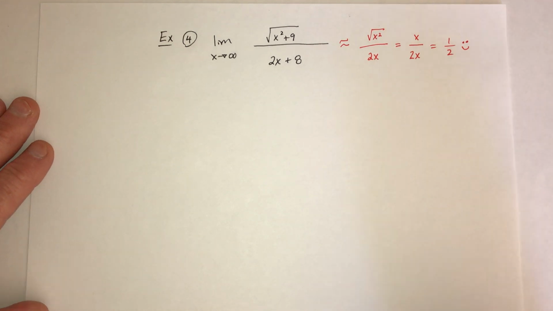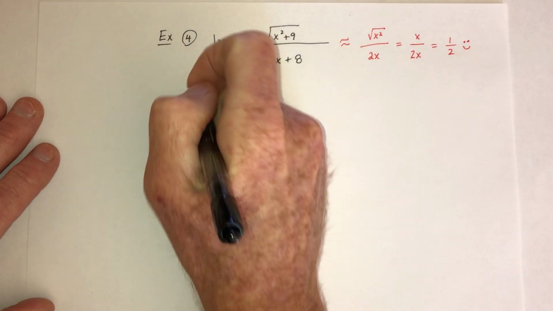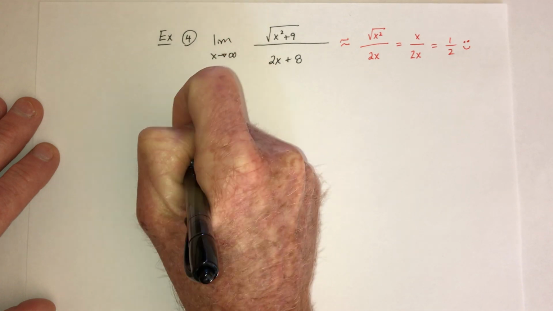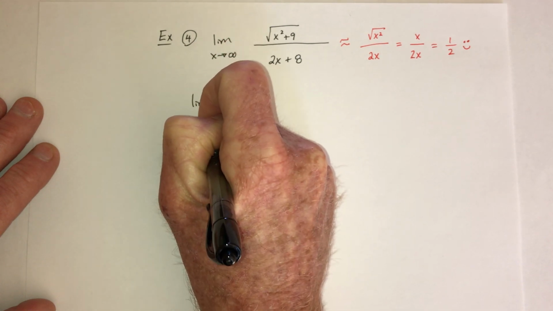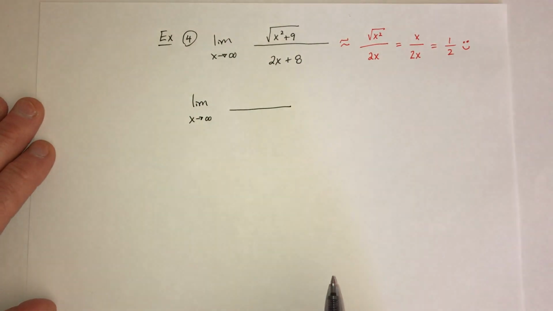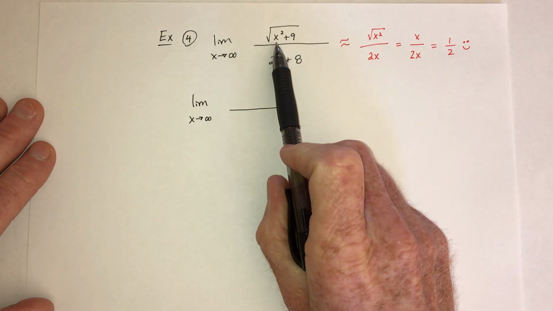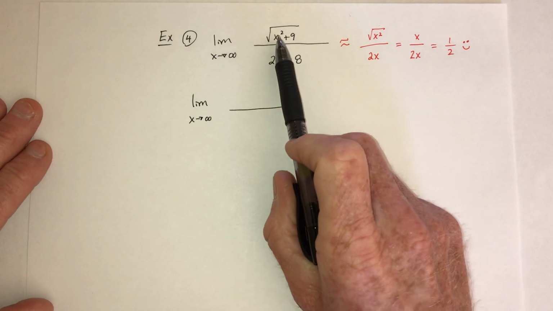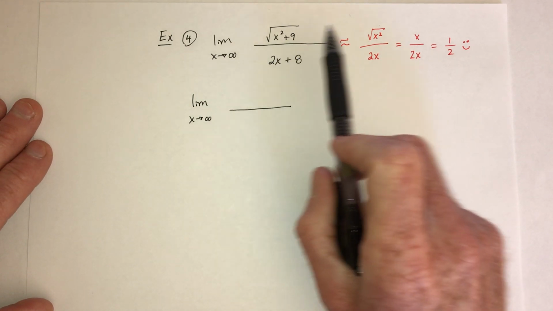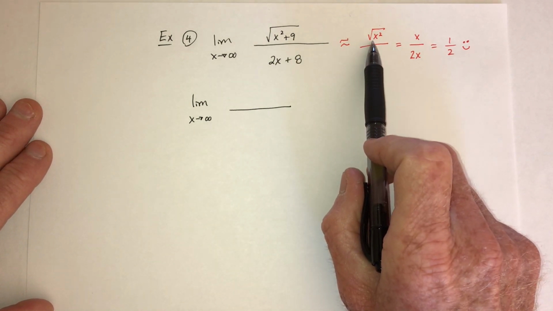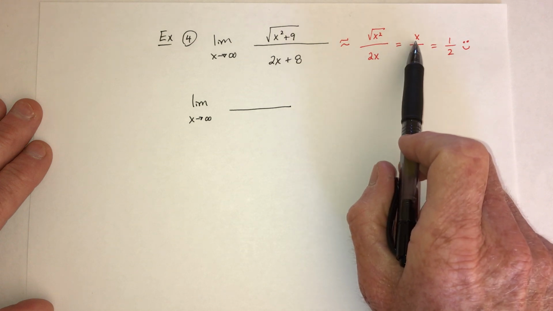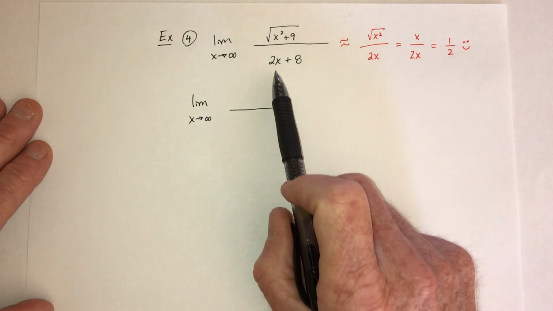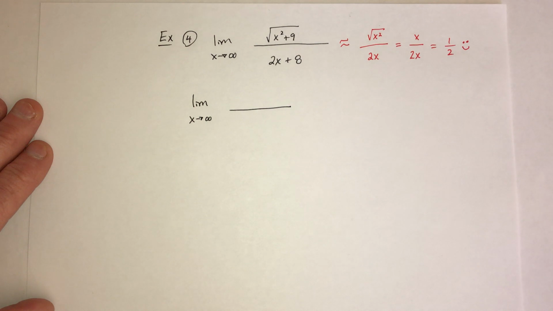Now let's do it like the last one and actually prove it. So take the limit as x goes to infinity. And then you look at all 4 terms and which one is the most powerful. Well, x squared is the most powerful, but the thing is it's inside of a square root. So once you simplify that, that's an x. So really the most powerful term is just x.